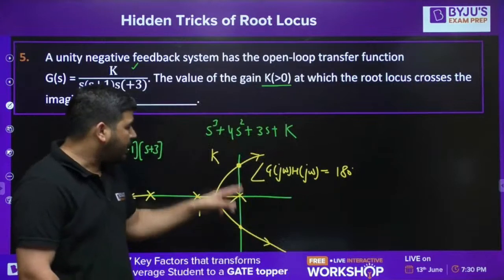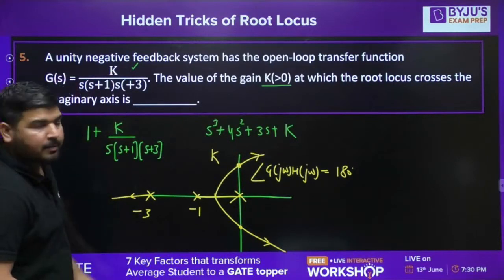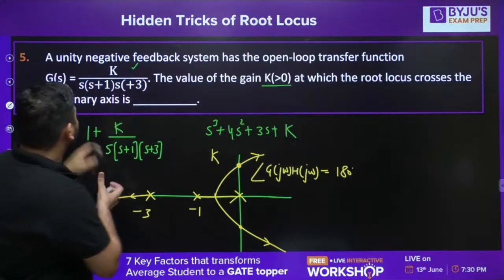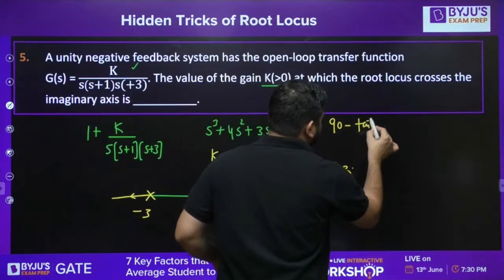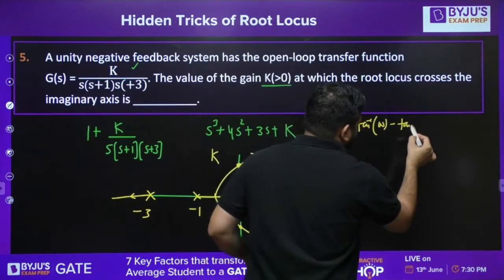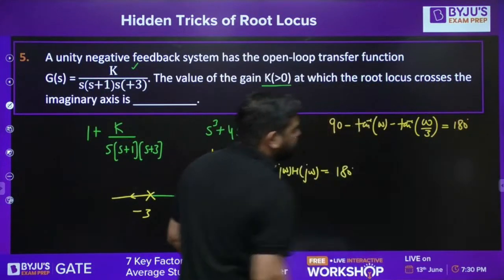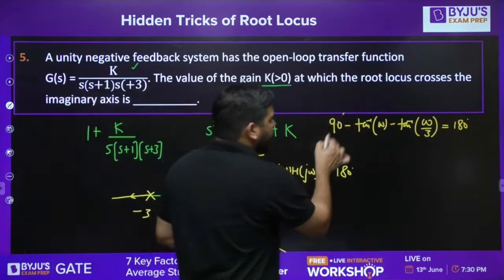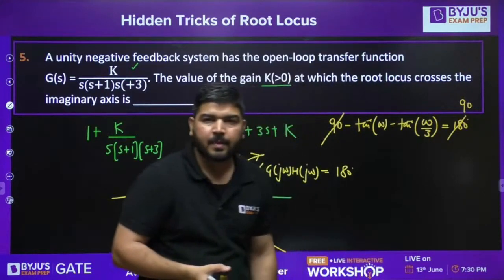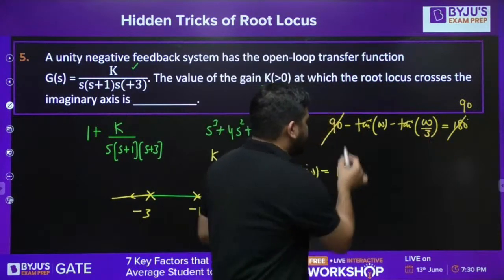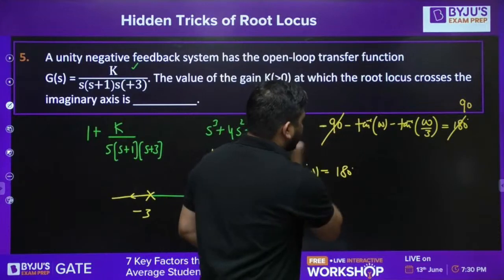Okay? Now, how to calculate this omega PC? It's very easy. Look at the phase of this function, if you put s equal to j omega. The phase of this quantity is minus 90 minus tan inverse of omega minus tan inverse of omega by 3. And this has to be 180. Let's take minus common. Oh, wait a minute. It should be minus, okay?